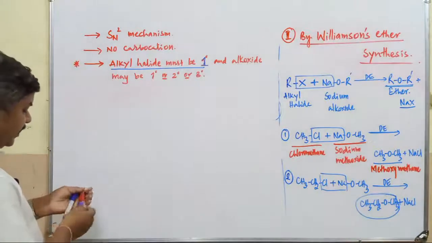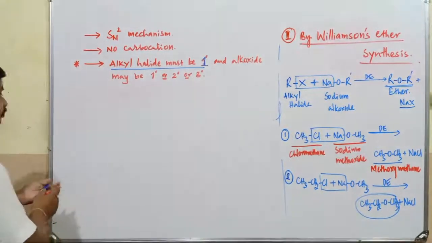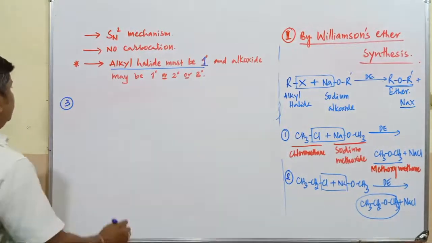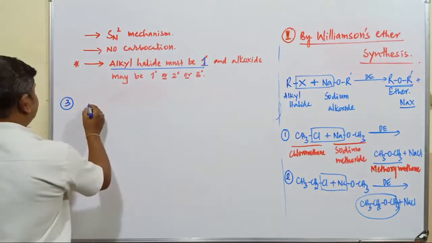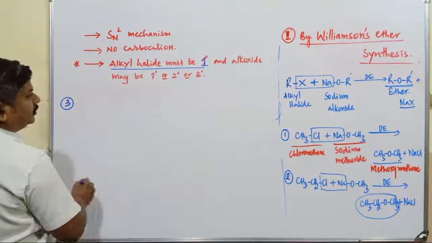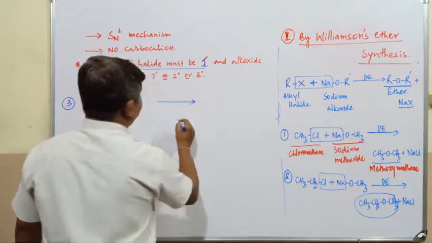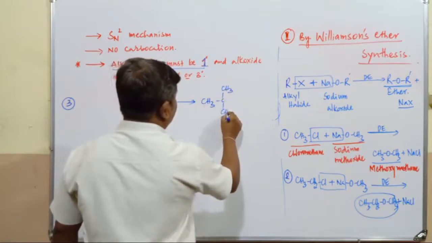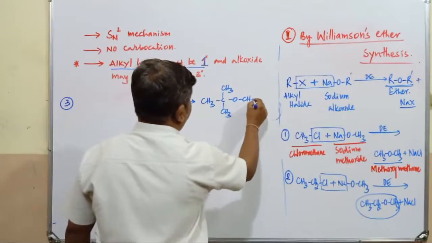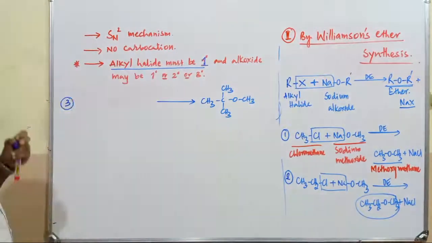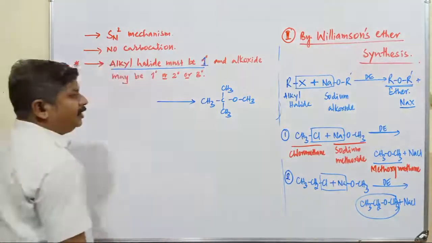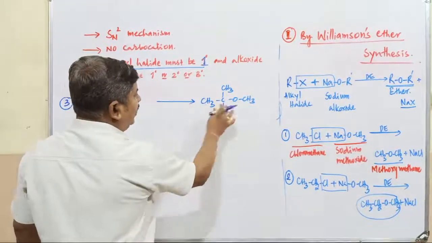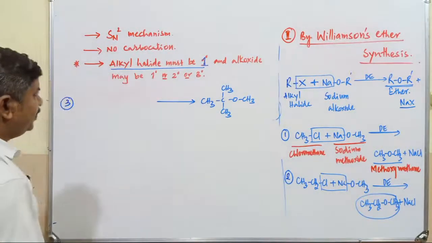So here I will consider one simple reaction, the third example. Formation of one compound I will write here: CH3, this is carbon, CH3, CH3, then O, CH3. That is an ether. This compound is commonly known as ether, 2-methoxy-2-methylpropane. That is the formation of ether.